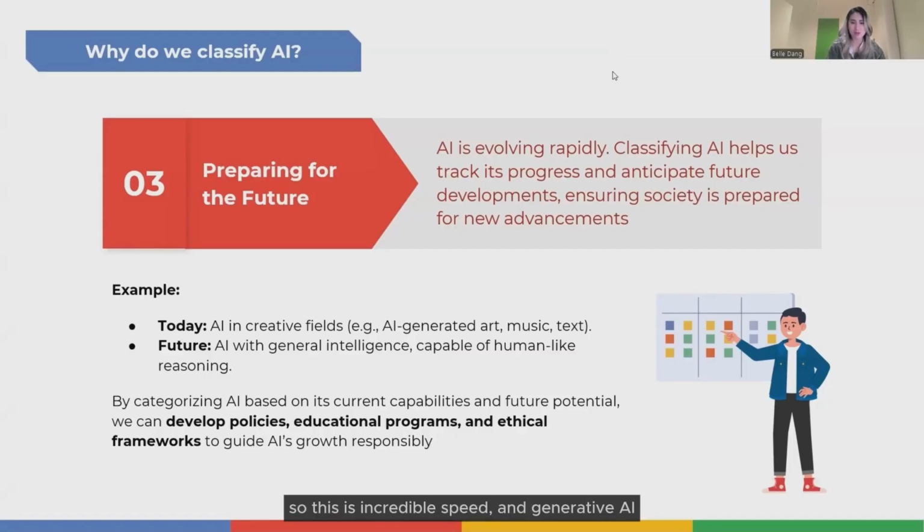So this is incredible speed, and generative AI, you can say this one specific type of AI, has advanced at a never-before-seen speed. By classifying AI, we don't just understand what current systems can do, we also build a framework for anticipating future development. Consider creative AI, which a few months ago could generate art and music. Today, the most advanced GPT models already mimic human reasoning to a certain extent. The problem is that without this clear categorization, we risk overestimating and misapplying new technology.